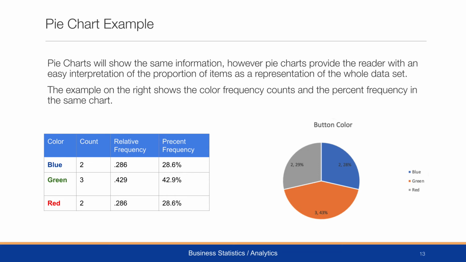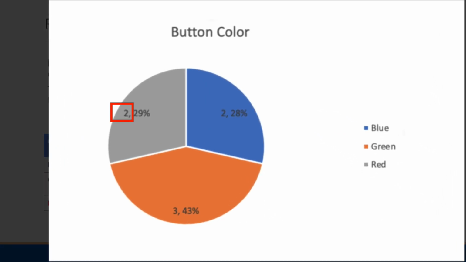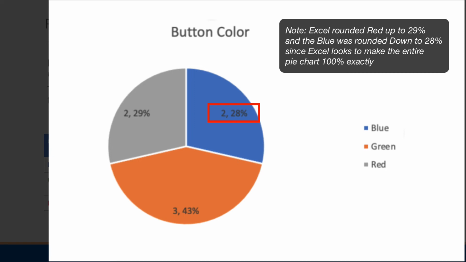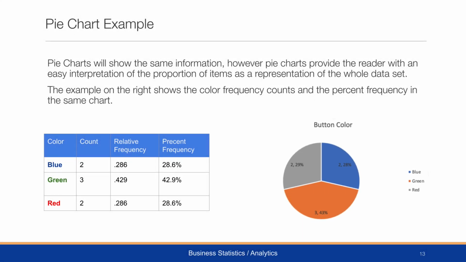So the example on the right, using the button color here, in Excel, it tells us that there's 2 items which were red. Again, the gray area is now represented for red. So we have 2 items there at 29%, it rounded. And the same thing for the blue, 2 at 28%, and it rounded down on there. And on the 3 for green, it went 43%. So Excel is doing its own rounding so that it can fit everything into that 100%.